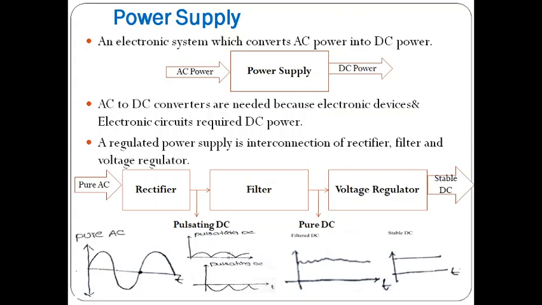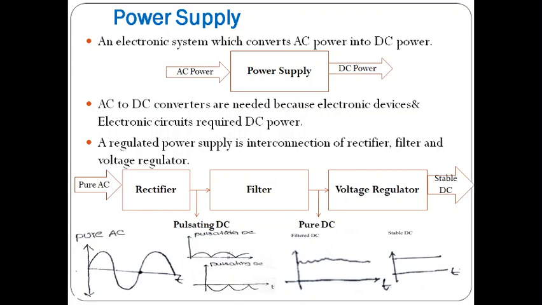So what are the major blocks inside the power supply? We said rectifier is one of the major blocks in the power supply. You can observe the major blocks in the power supply are rectifier, filter, and voltage regulator. Its input is pure AC and output is stable DC. So we can say a regulated power supply is an interconnection of rectifier, filter and voltage regulator.